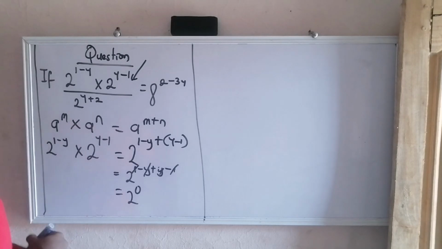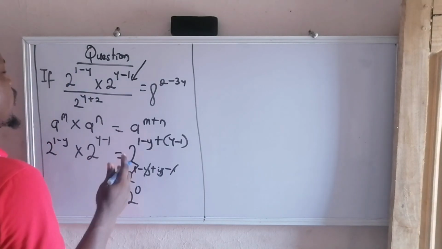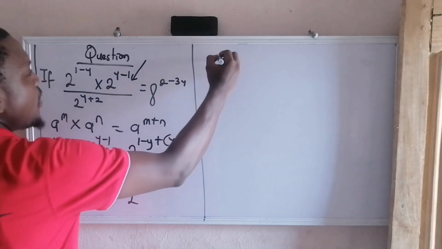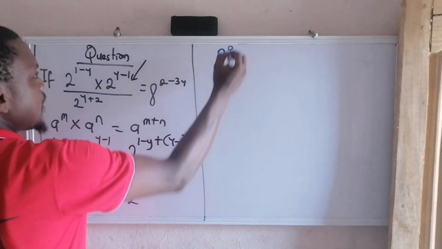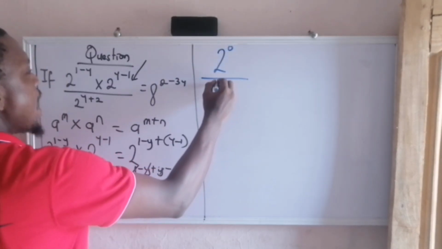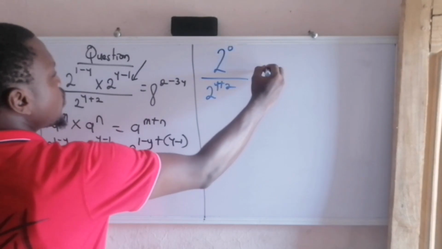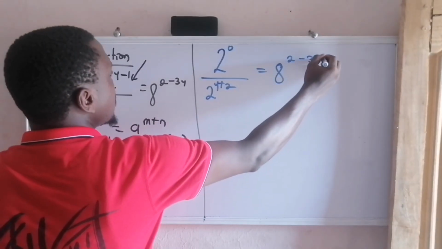Then I'll go back to the question and write this. Instead of writing 2 raised to power 1 minus y times 2 raised to power y minus 1, I've already worked it out, and we got 2 raised to power 0. So it will turn to 2 raised to power 0 over 2 raised to power y plus 2 equals 8 raised to power 2 minus 3y.